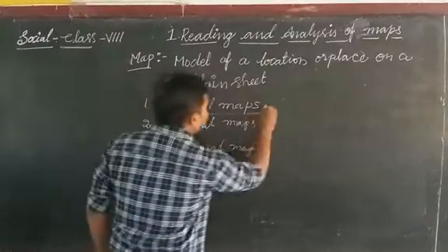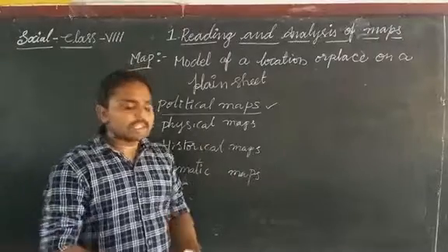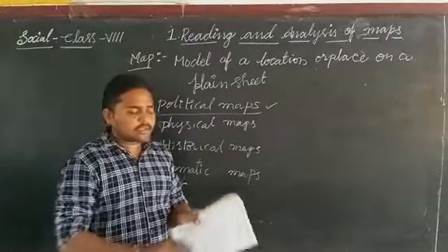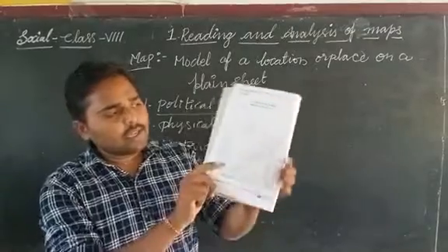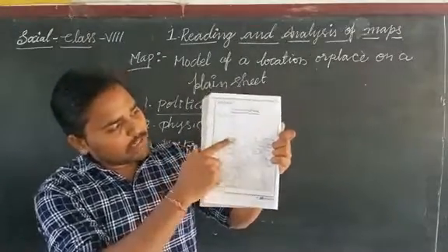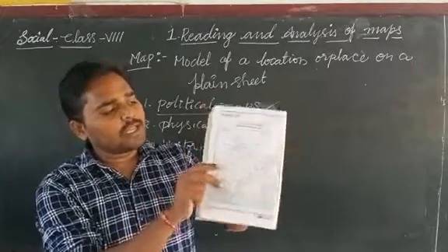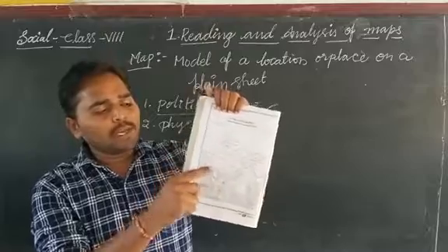Suppose if you see the political maps, it always shows the states and capital cities in the maps. Suppose if you see the map, this is a political map. It is showing the different states and capitals with the boundary lines. This type of map is called a political map.